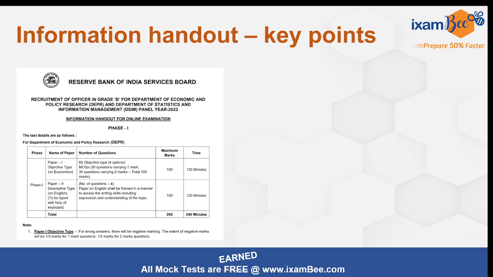A few things that you need to pay attention to are the number of questions. For your paper 1 economics paper, which is going to be objective in nature, they have changed the marking system so that there will be only 1 marker questions and 2 marker questions. There will be 30 questions of 1 mark, worth 30 marks, and another 35 questions of 2 marks each, worth 70 marks, giving you a total of 100 marks. This is how your economics objective paper will be structured.